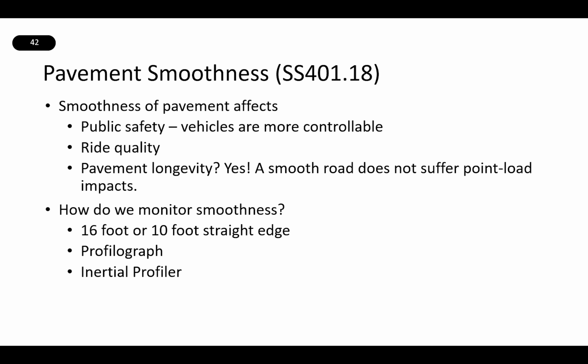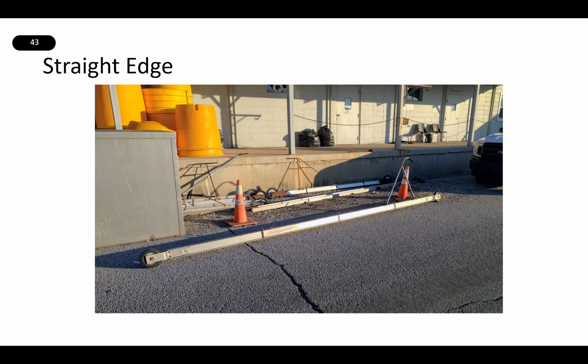Pavement smoothness is part of the 401.18 in the standard spec. Smoothness affects public safety because the vehicles are more controllable, ride quality, and the pavement longevity. You might ask, how does smoothness affect the pavement longevity? It affects the longevity of the pavement because smooth roads have a distributed load, whereas a non-smooth road will have a point load. How do we monitor smoothness? We use one of three ways: a 16 or 10 foot straight edge, profilograph, or inertial profiler, also known as IRI. Here's a picture of a straight edge.